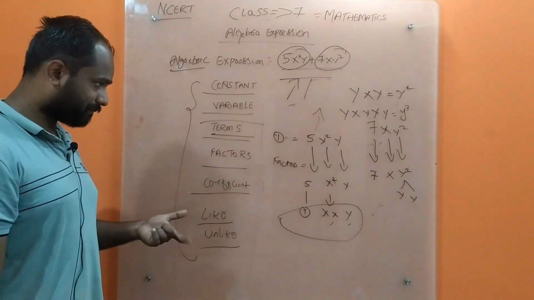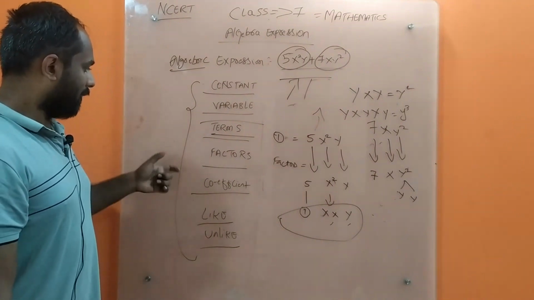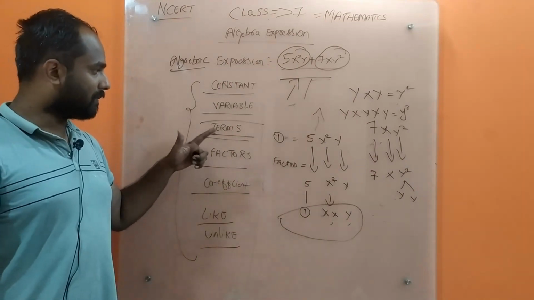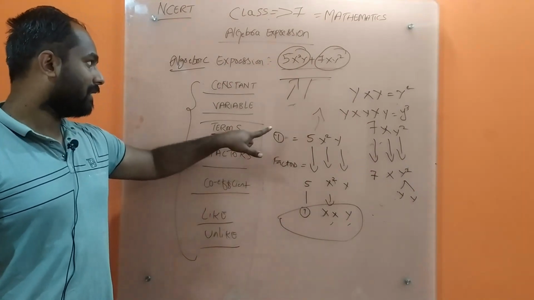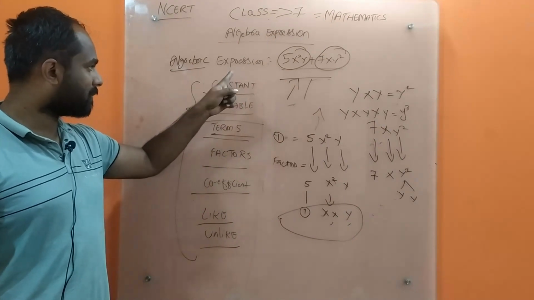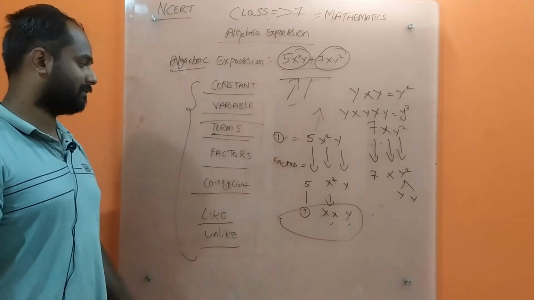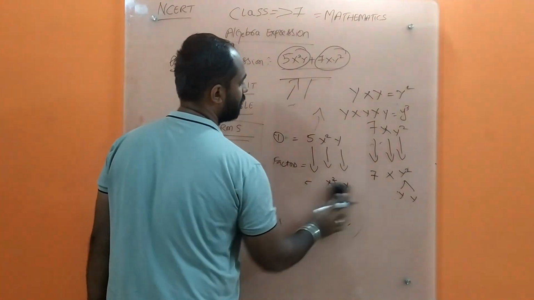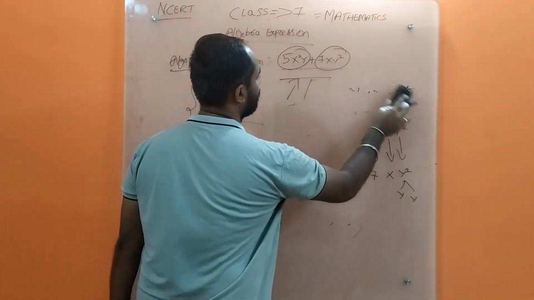This is very simple. First, factors are the numbers. These terms are the product of factors. These algebraic expressions are the product of terms. That's it. Then we will go to the next item.